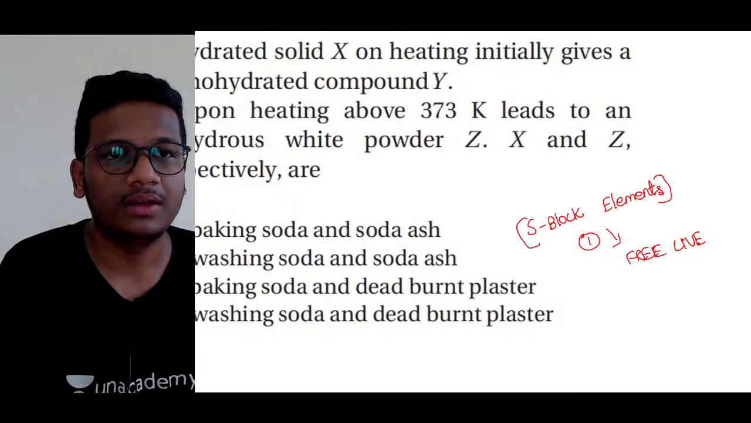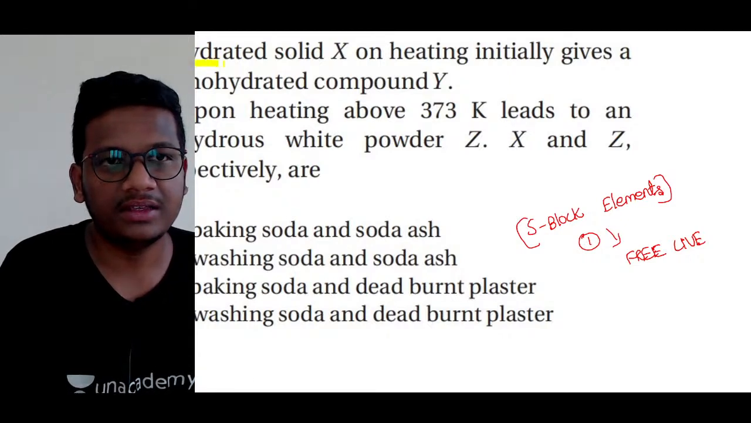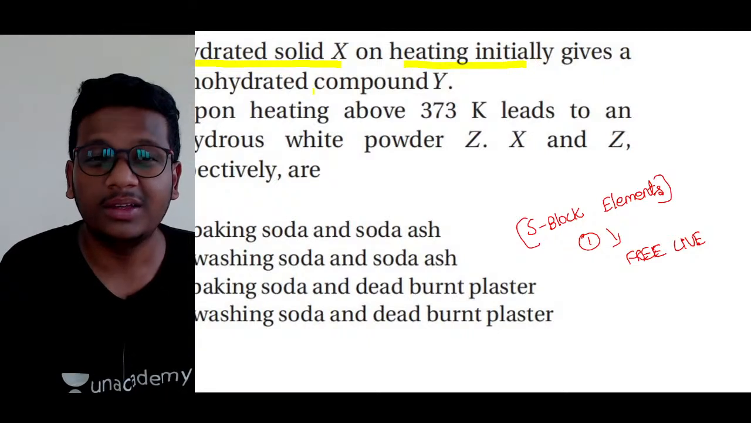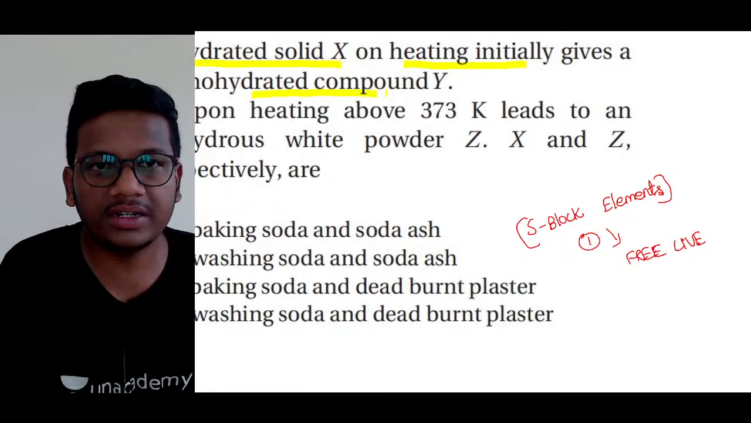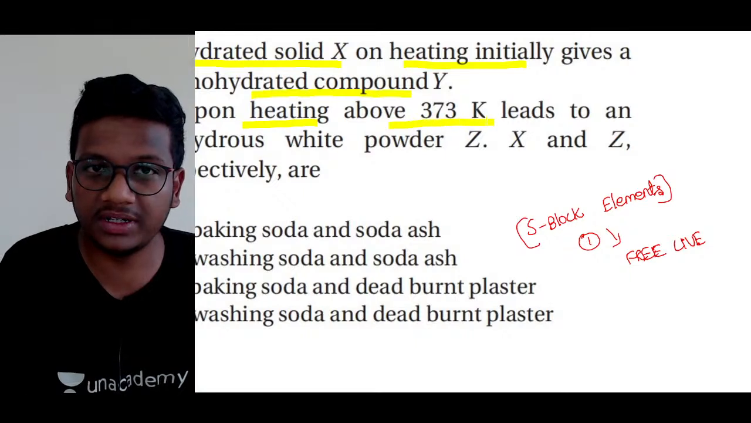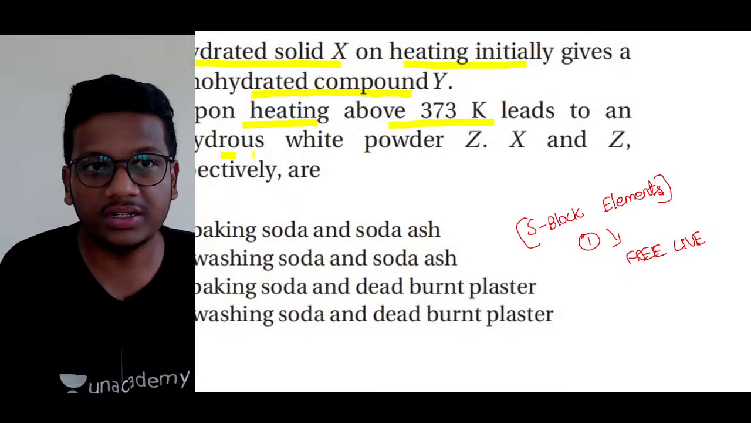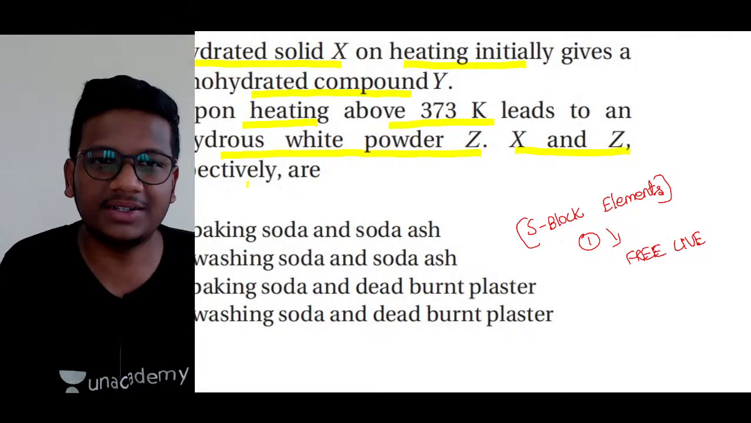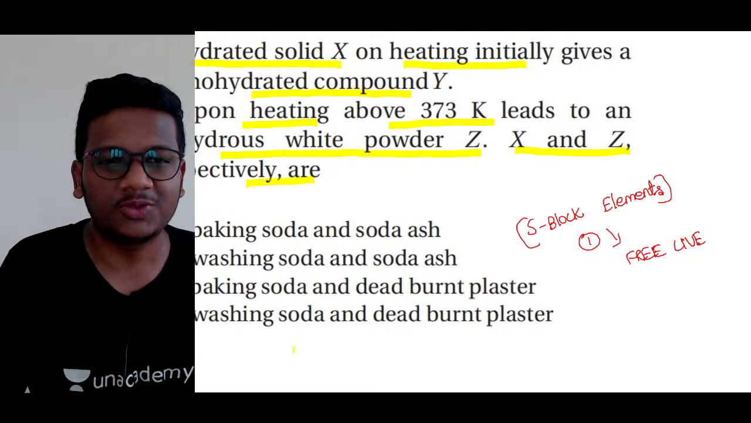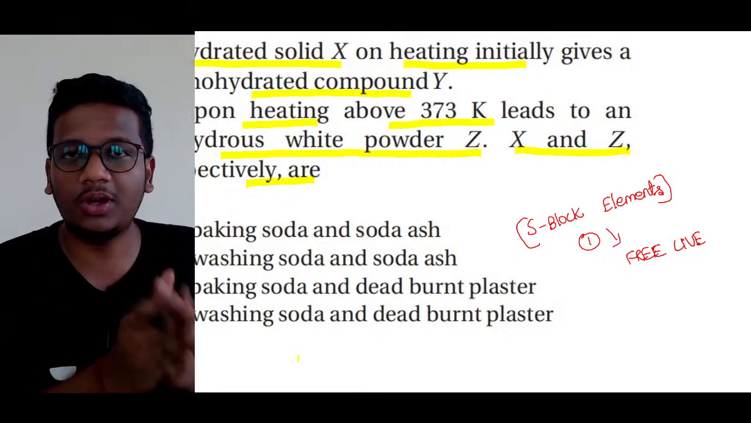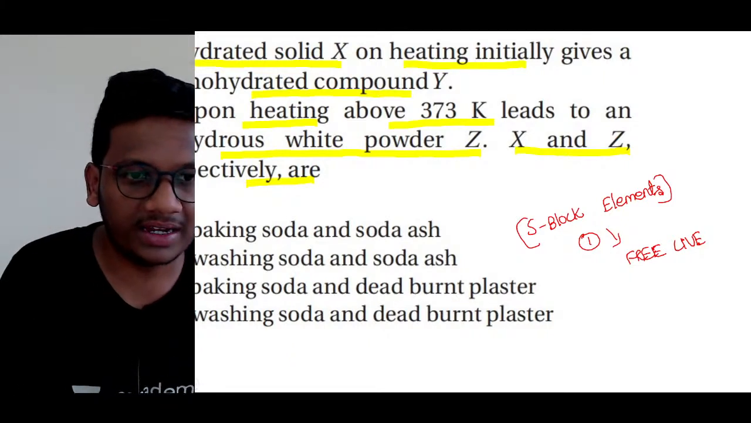Okay. A question says that a hydrated solid X on heating initially gives a monohydrated compound Y, which upon heating above 373 Kelvin leads to an anhydrous white powder Z. So X and Z respectively, they are asking two things. So what is your answer, guys? How will you calculate the hydrated solid X? Okay, imagine a hydrated solid X.